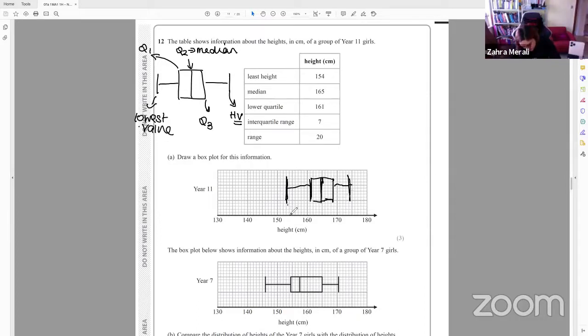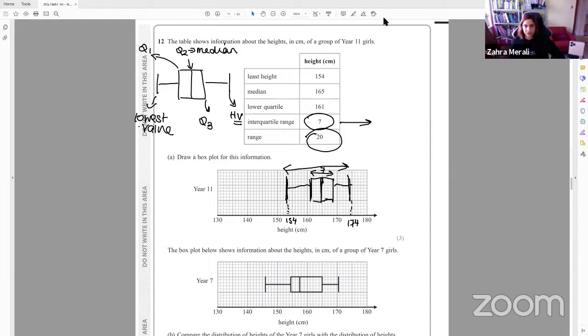So this line will match up to 154. And because the range is 20, the highest line must match up to 174, because this whole space has to be 20. And also your interquartile range, which is your difference between your lower quartile and your upper quartile, is telling you this space here has to be 7. So that's the information that you would need in order to plot that diagram.